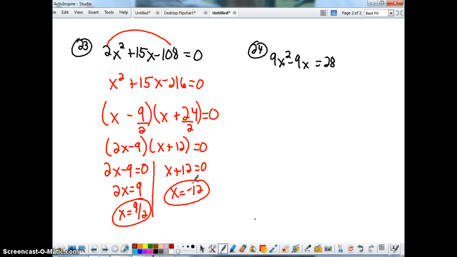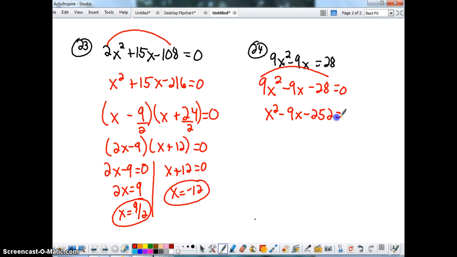24 is very similar, but the first thing we need to do is bring that 28 over. Remember, these have to be set equal to 0. So 9x squared minus 9x minus 28 equals 0. I again will multiply the first term to the last term. It's always the first one to the last one. You do not change the middle term. So this is 9 times 28, which comes out to be 252.